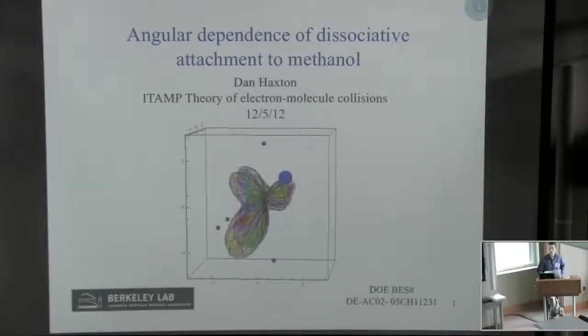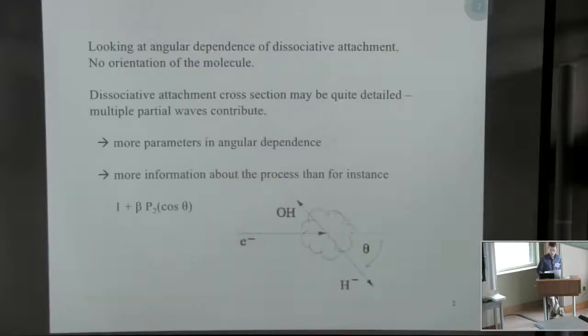Okay. So I will be talking about angular dependencies associated with electron. I'll be talking mostly about the theory, but I will also show lots of old results and some new results on that. Okay. So we're talking about an experiment in which there's no orientation of the molecule. So we just have the one scattering data.